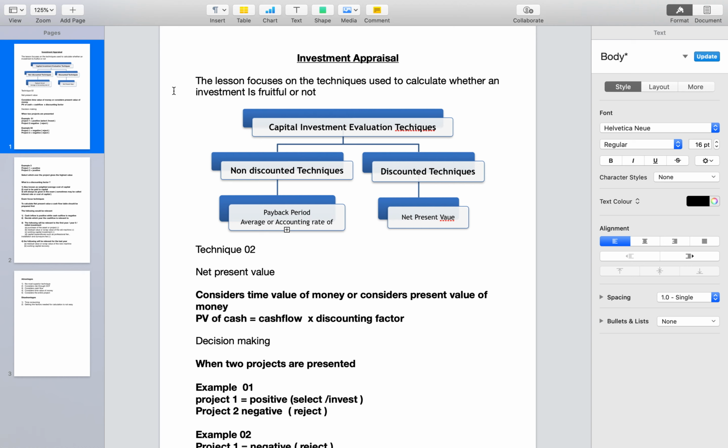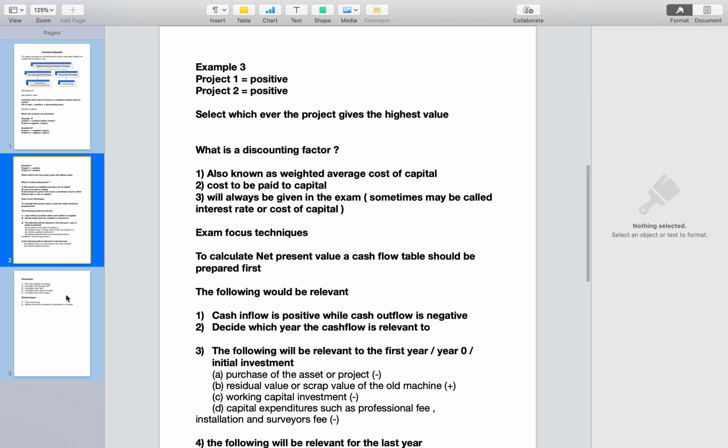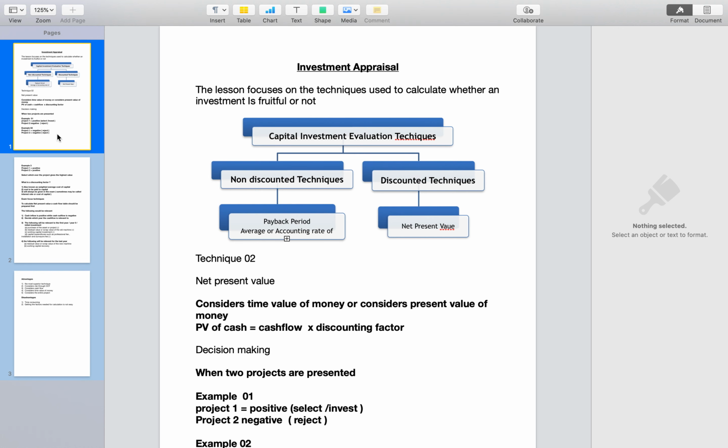So guys, today we will be looking at investment appraisal technique number 2, which is called net present value. Before I start off today's lesson, normally in the physical class there is a note that I'll be giving and asking you to take down in your writing book. I have 3 pages of notes over here. Please pause the video whenever possible and copy down all these notes.